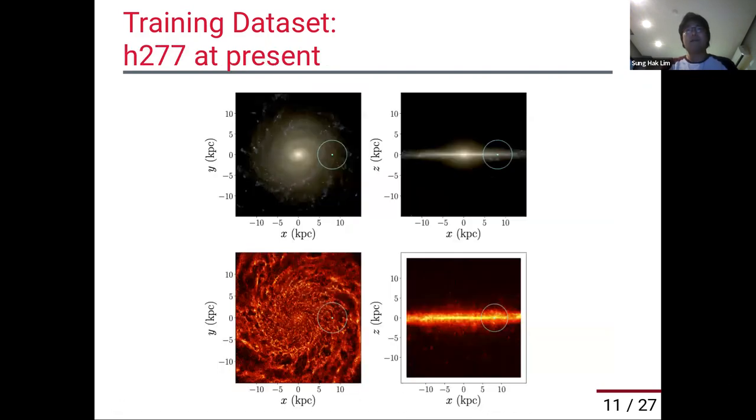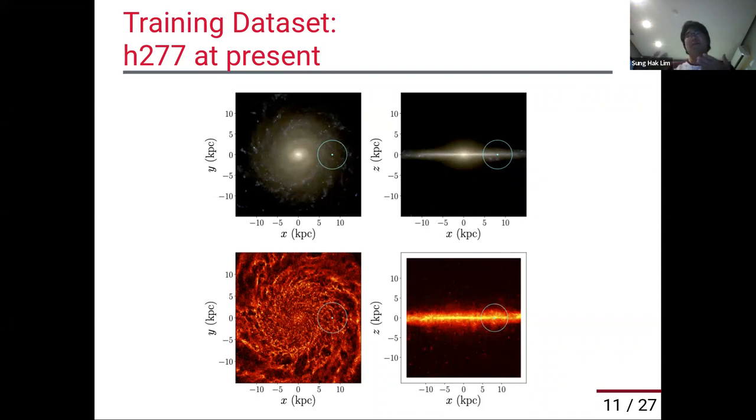So, okay, we just place the sun at some position. We put the sun at this blue point, and we grab the samples within this blue ball. The upper figure is the distribution of the stars, and the lower part is the distribution of the gas.